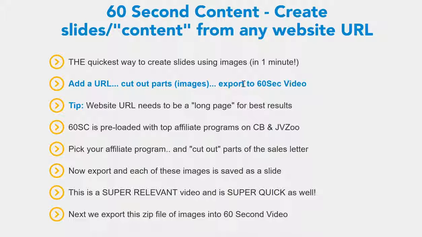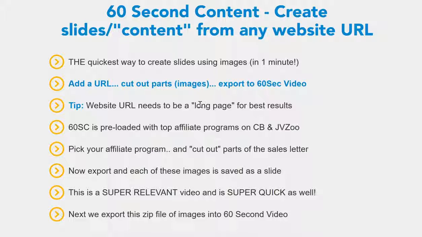Now the first thing I want to point out is that the website URL that you're adding needs to be a long page for the best results, because we're going to import the URL, and it's going to appear as an image, and we'll then cut out parts of that image, parts of the website URL, to turn into slides. So if the page is very short, if there's only a video and a headline, then we're really not going to get too much in terms of content. So ideally we want a long page that's 2, 3, 4, 5, 6 pages long, so we can cut out and really be selective in terms of the slides that we add.